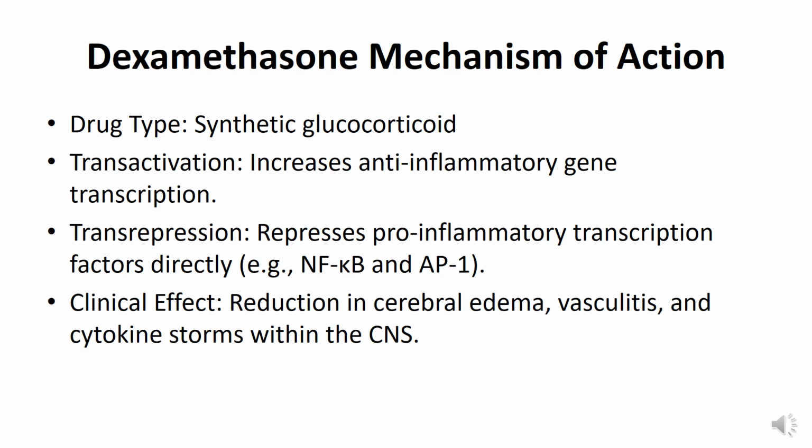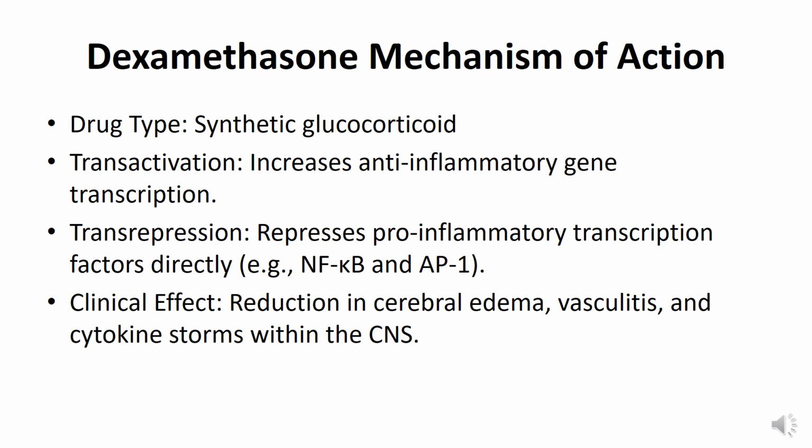To understand how dexamethasone works, we need to look inside the cell. After entering a cell, dexamethasone binds to intracellular glucocorticoid receptors. This drug-receptor complex then travels into the nucleus, where it can influence gene expression.